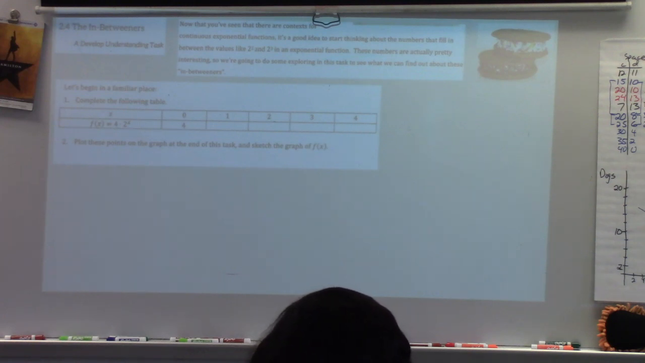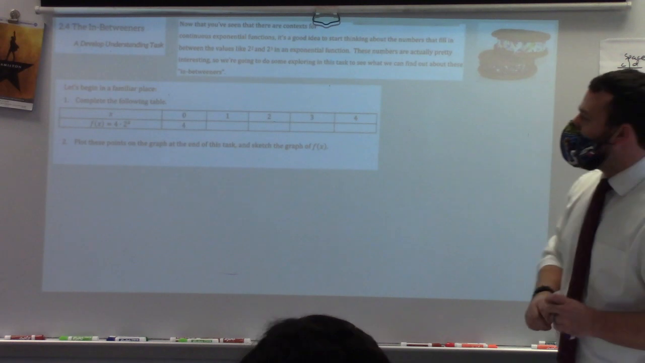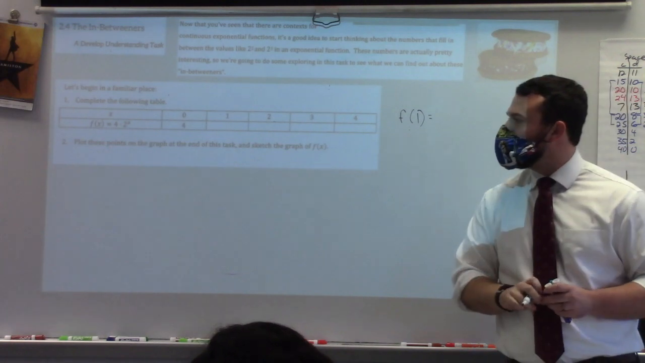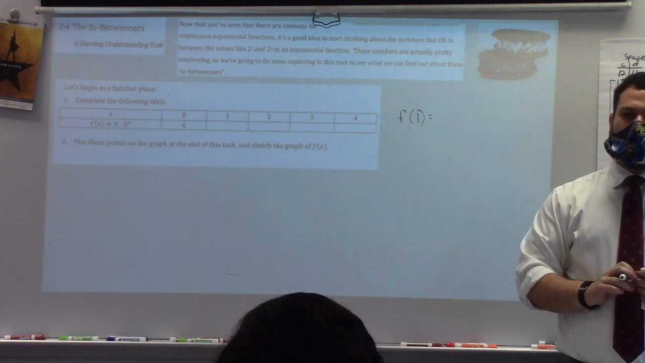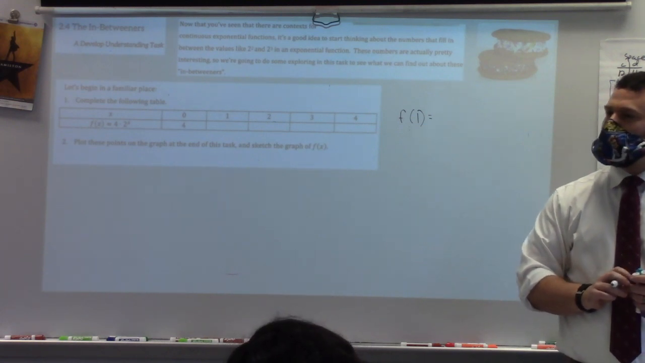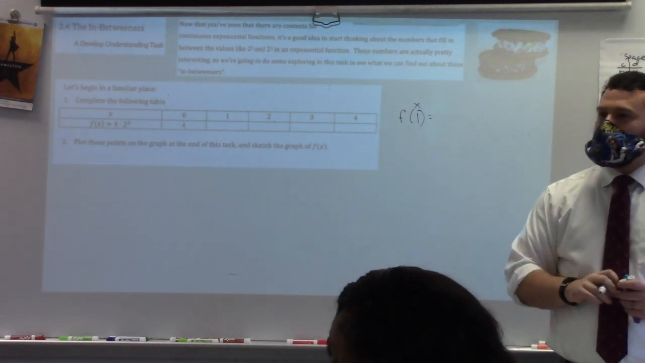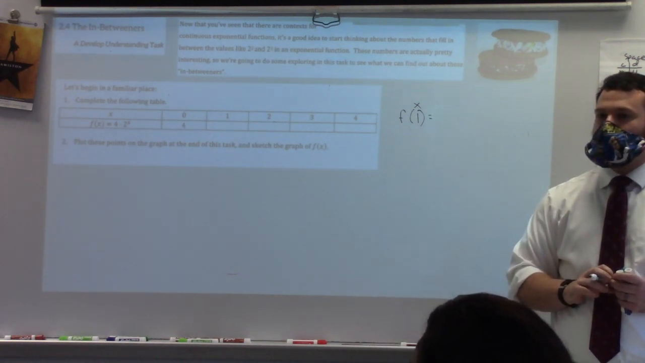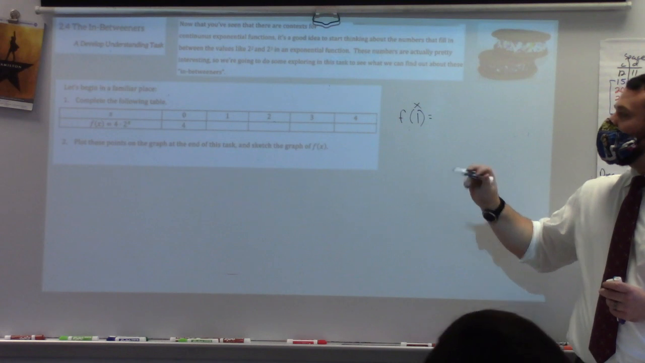Alright, so number one, complete the following table. x and f of x, right? So x is 0, 1, 2, 3, 4. f of x is equal to 4 times 2 raised to the x. So if I want f of 1, what am I going to do for that? And what did this 1 just take the place of? x.